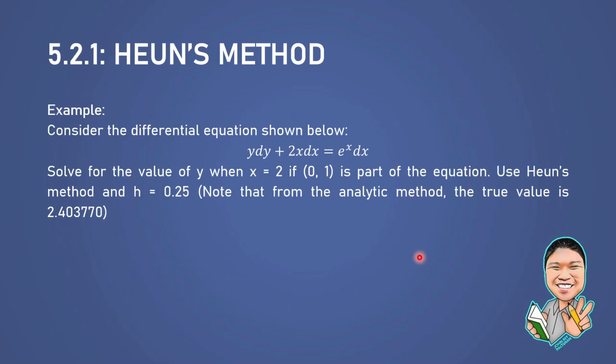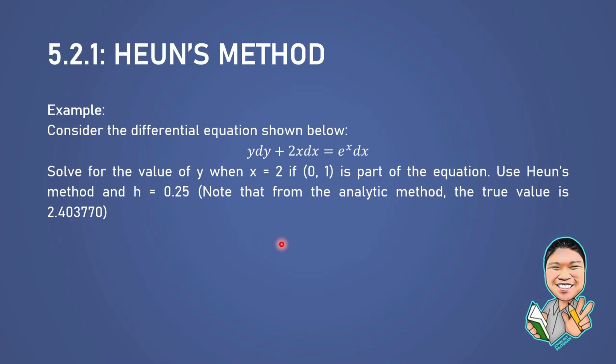So, let's solve the same example na present ko doon sa Euler's method. So, to formally start, basahin ko lang siya. Consider the differential equation shown below. y dy plus 2x dx is equal to e raised to x dx. Solve for the value of y when x is equal to 2 if (0, 1) is part of the equation. Use Heun's method and h is equal to 0.25.